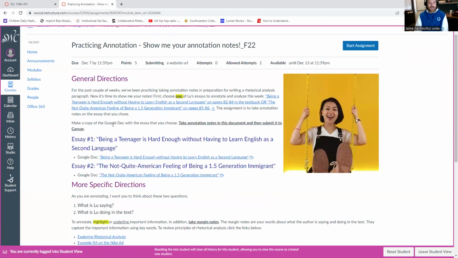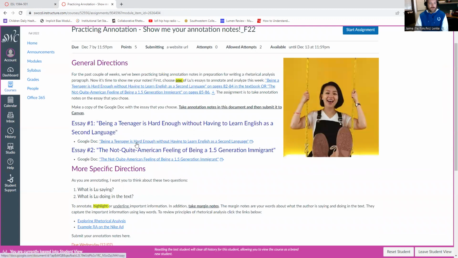The first thing you're going to do here is click one of these essays. You're going to pick one of the essays to annotate and analyze. We've been practicing this all semester, right? Annotating just means closely reading something, or reading with purpose, reading to ask questions about why the author is making the moves that they make. So you want to think of these two questions down at the bottom: What is Lu saying? What is Lu doing in the text? I would read both of the articles and the textbook and then choose which one you want to annotate.